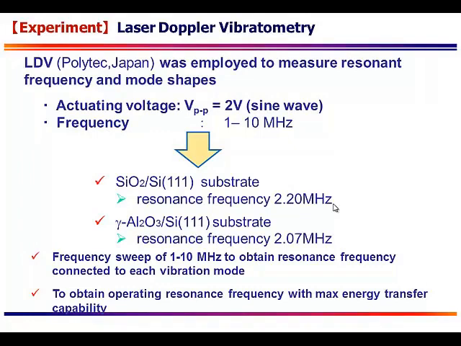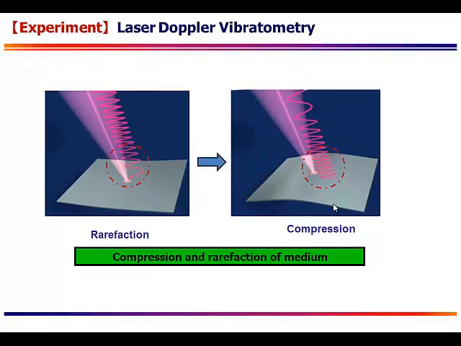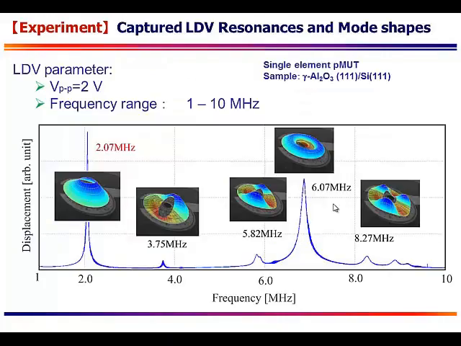and the peak voltage is 2 volts. We found that in the case of gamma alumina, the resonance frequency is 2.05 megahertz, and in the case of silicon dioxide it is 2.200. So this is the resonance frequency we got. This shows the laser Doppler vibrometry, with the rarefaction and compression. If you have frequency versus displacement, it shows the resonant frequency and also the mode shapes.